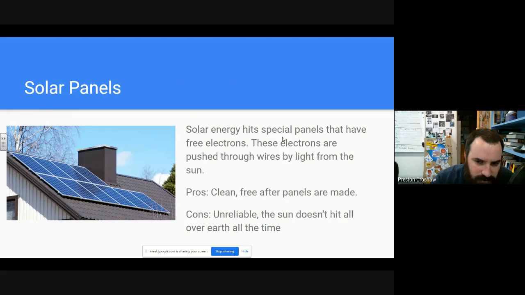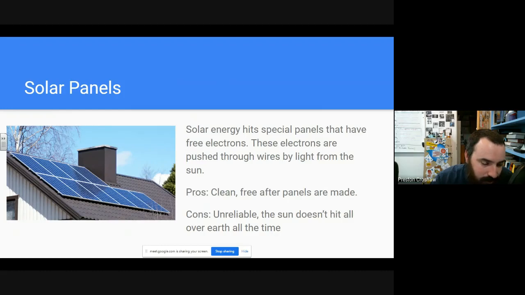All right, last one, solar panels. Solar energy hits special panels that have free electrons. These electrons are pushed through the wires by light from the sun. I'm not going to explain, that's a very simplified version, but it's pretty cool. It's clean, it's free after you make the panels and install them. Problem is, again, the sun doesn't shine everywhere.